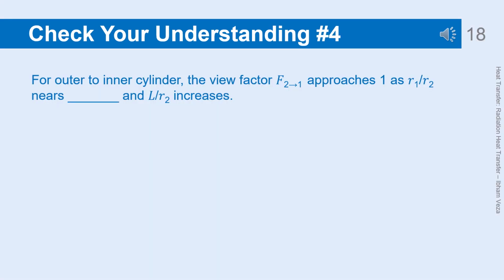Check your understanding. Number 4. This question emphasizes that nearly identical geometries result in very strong radiative interaction. When the radius ratio approaches 1, both surfaces almost completely see each other. A large cylinder length further reduces end losses. This makes the view factor approach its maximum value. This concept is important for understanding the upper limit of radiative heat transfer in cylindrical systems.